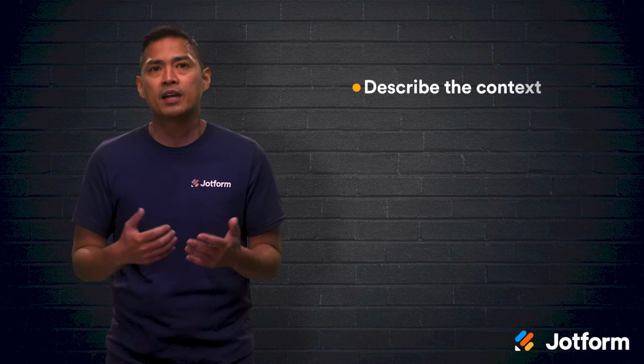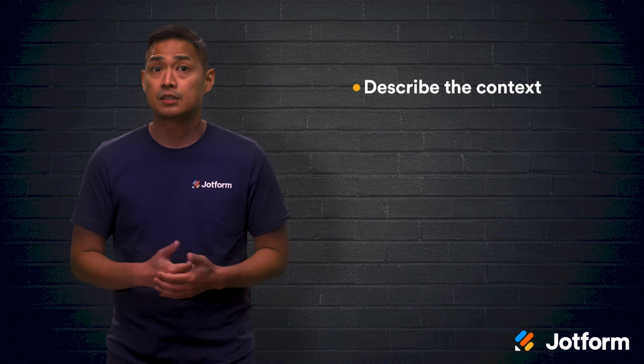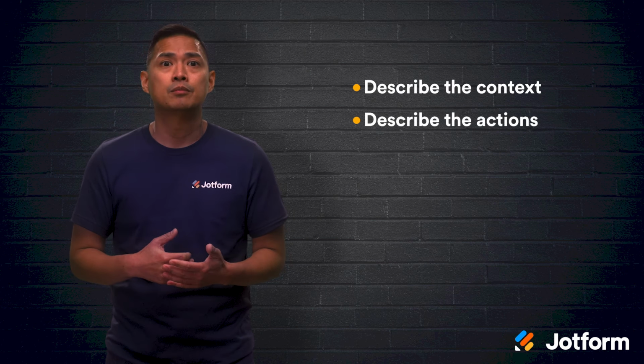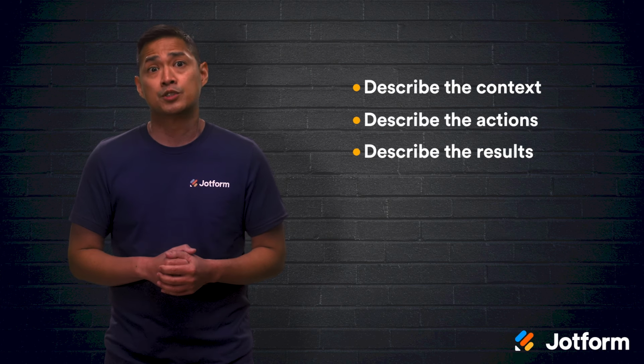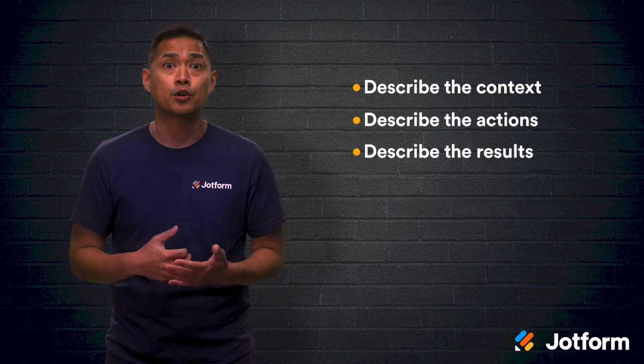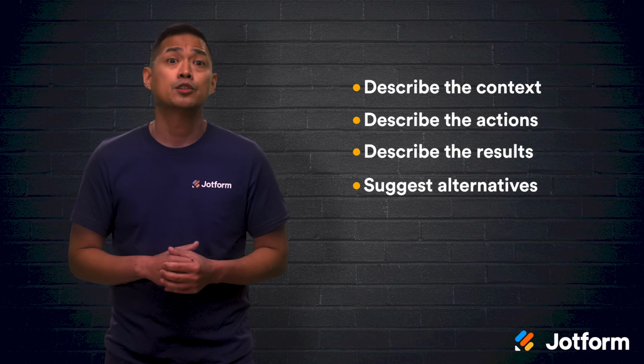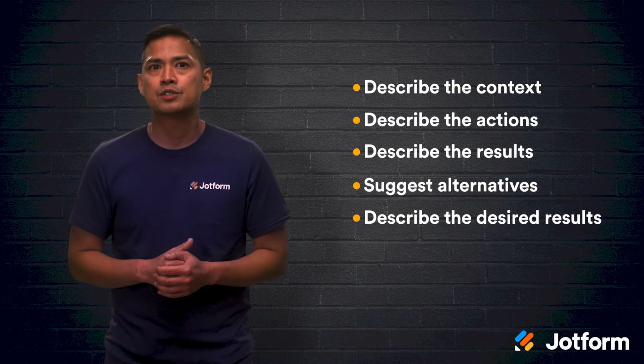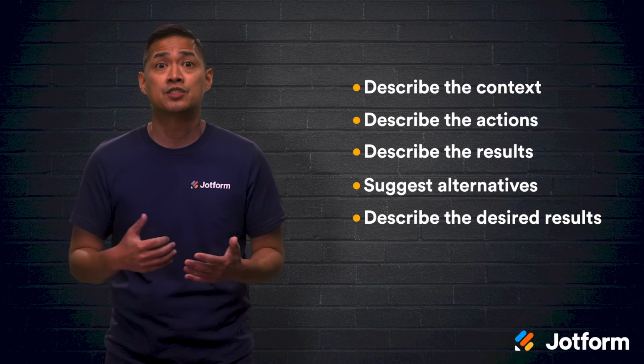First, describe the context or situation. Second, describe the actions the recipient took. Third, describe the undesirable results of those actions. Fourth, suggest better, alternative actions they could take. And finally, describe the likely results of the alternative actions you have suggested.